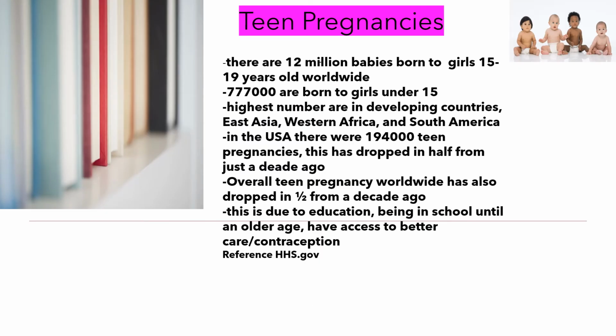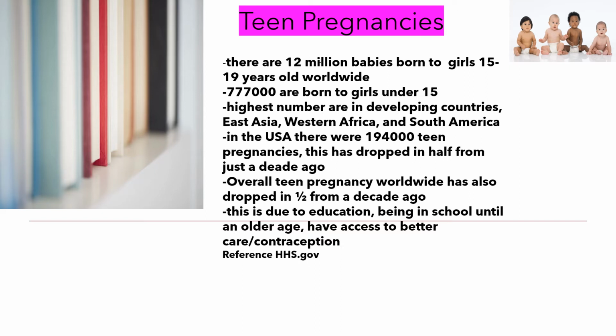Teen pregnancies: there are approximately 12 million babies born to girls aged 15 to 19 years old worldwide, and 777,000 are born to girls under age 15. Many of these children are born in developing countries, such as those located in East Asia, Western Africa, and South America.